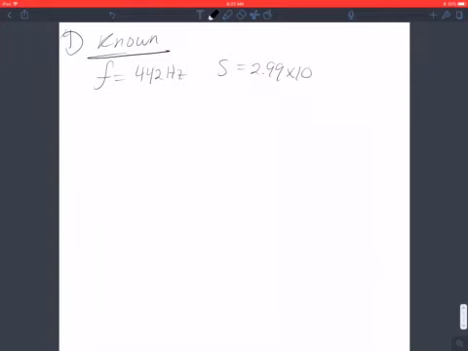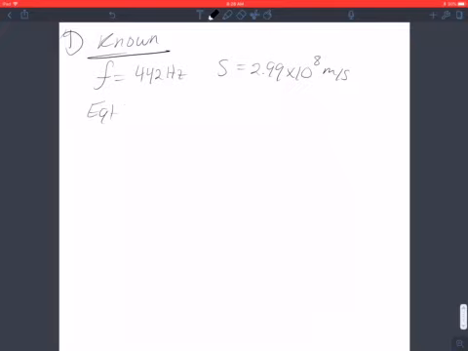Number 4 asks us for some red light waves that have a frequency of 442 hertz. Now, our known is our frequency so far, 442 hertz. And it has a speed of 2.99 times 10 to the 8 meters per second. This is actually the speed of all light and all electromagnetic waves. So now let's move on.